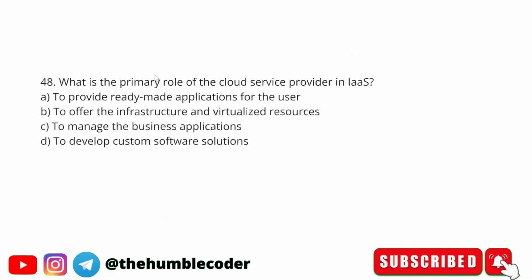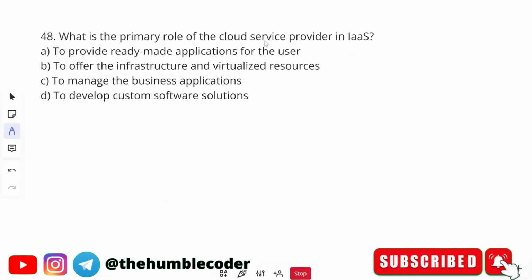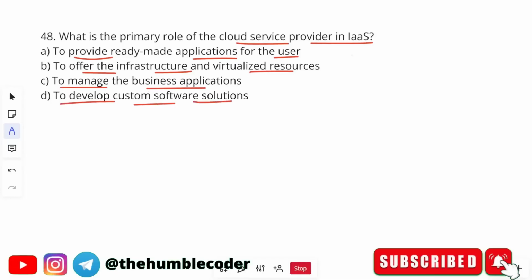Moving on to the next question now. What is the primary role of a cloud service provider in IaaS? The options are, A, to provide ready-made applications for the user. Option B is to offer infrastructure and virtualized resources. Option C is to manage the business application. Option D is to develop custom software solutions. Correct answer is option number B, that is to offer the infrastructure and virtualized resources.